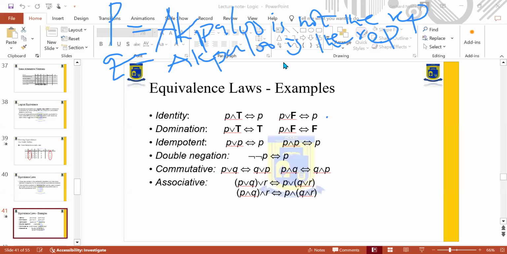Okay, so we are saying that P or Q is logically equivalent to what? Q or what? P. Is logically equivalent to what? Q or what? P. So let's put the first one together to be P or Q.